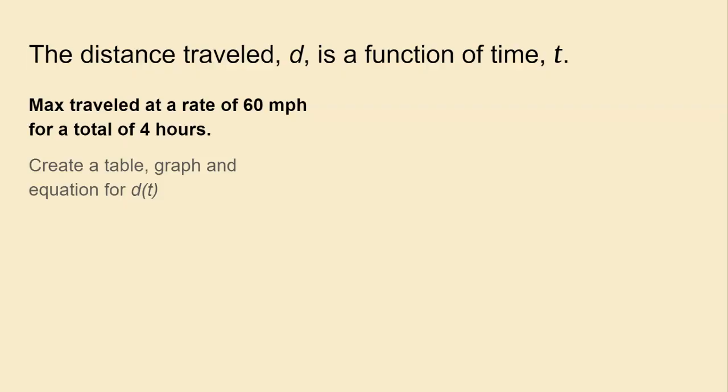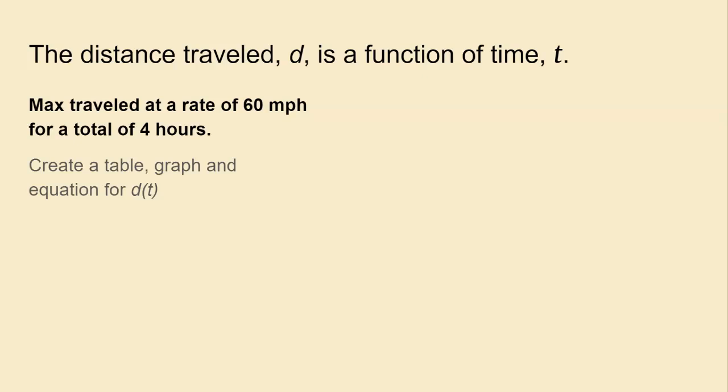Now this is a simple review task. The distance traveled is a function of time, t. So Max traveled at 60 miles per hour for a total of 4 hours. Create a table, a graph, and an equation for d of t. So all of this should be done in the Desmos calculator.